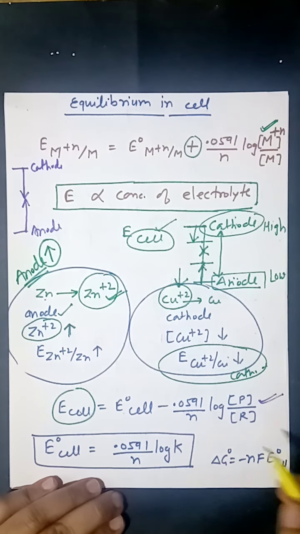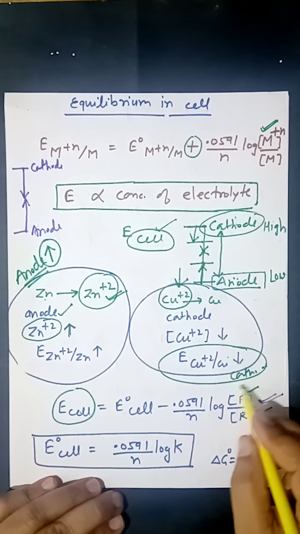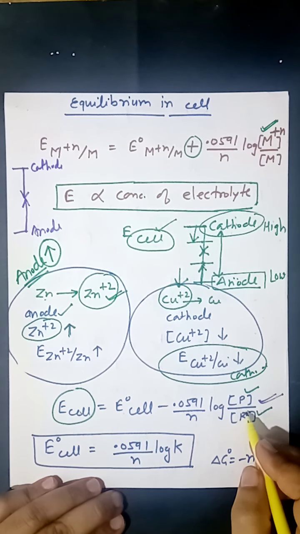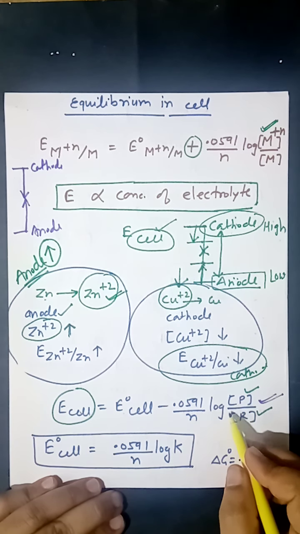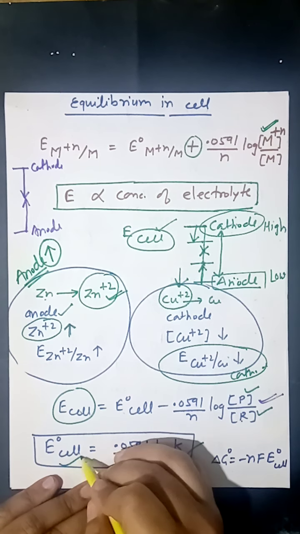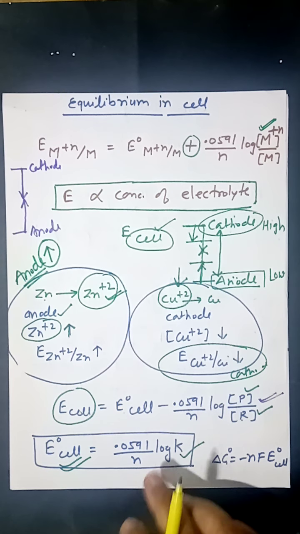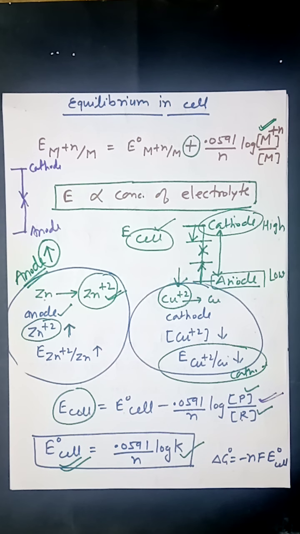upon reactant. At equilibrium, the ratio of product upon reactant is also known as the equilibrium constant. So when you replace P upon R by K, which is the equilibrium constant, now you can get this equation. You can be asked to find the equilibrium constant, so we can use this equation to get the value of equilibrium constant.